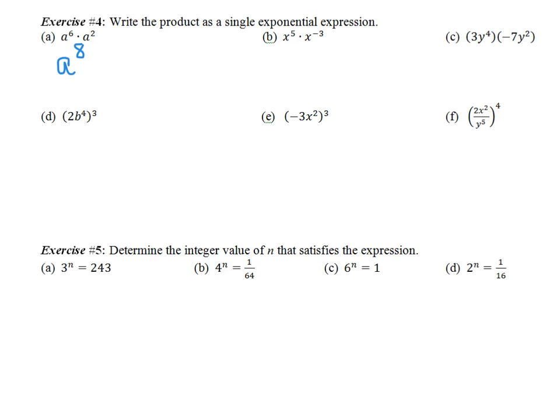In part B, x to the 5th times x to the negative 3rd. I keep my base of x. When I add the exponents together, 5 plus negative 3 gives me a 2.